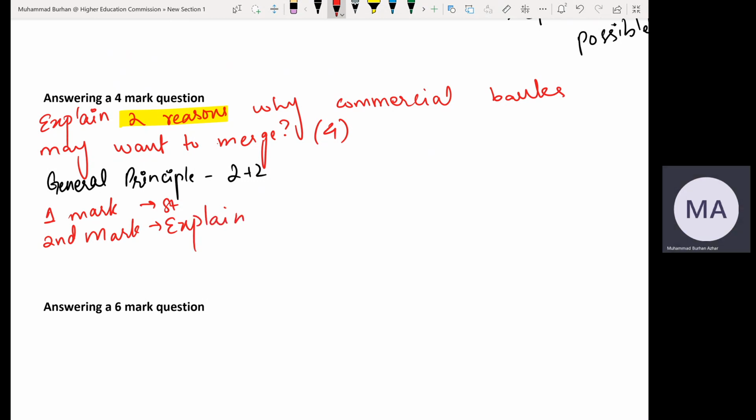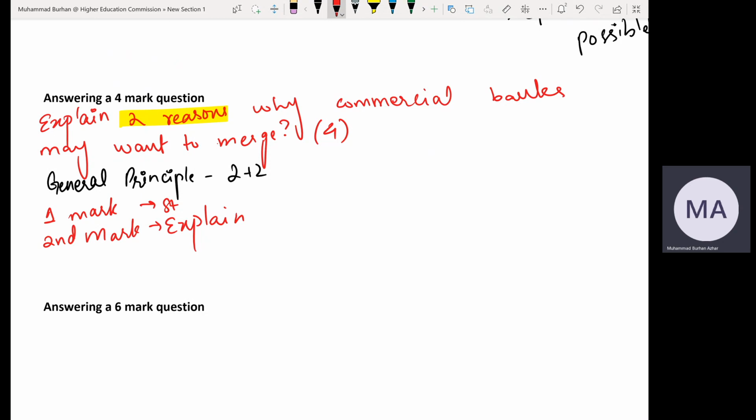So let's have an example. If I say that mergers will allow banks to merge their operations and expand them, this means I have stated that because of the merger, the banks will be able to grow. That is my knowledge point and that is what I have stated. So I get my first mark here.